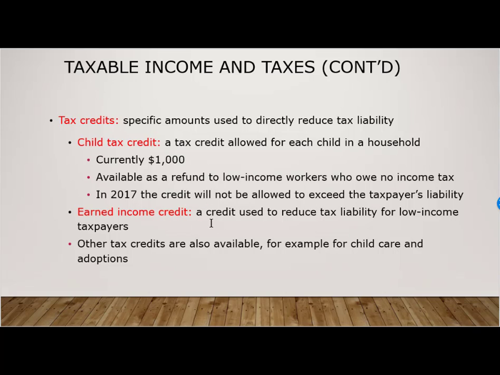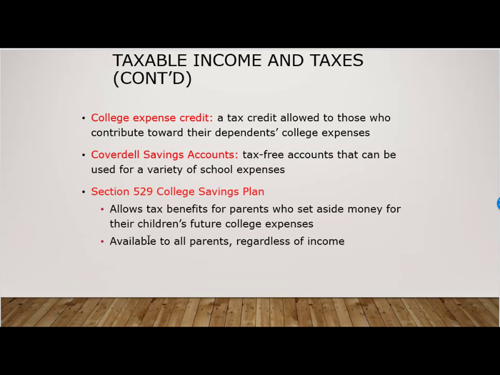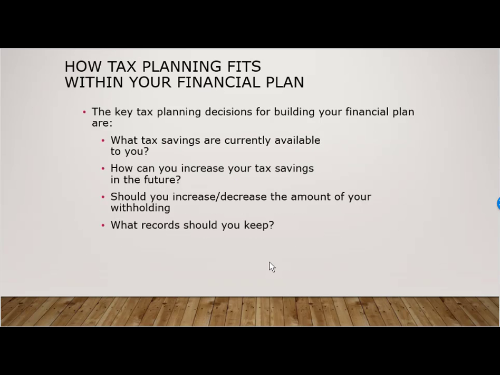An earned income credit is just used to reduce tax liability for low-income players. And there are all kinds of other tax credits for things like solar power, all kinds of things. College expense credit, you can also get some tax credits for this. There's a Coverdale savings account and the Section 529 accounts. All of these allow you to reduce your tax burden in order to help save money for your child's college education. We'll talk about these when we get to investing and saving and retirement.